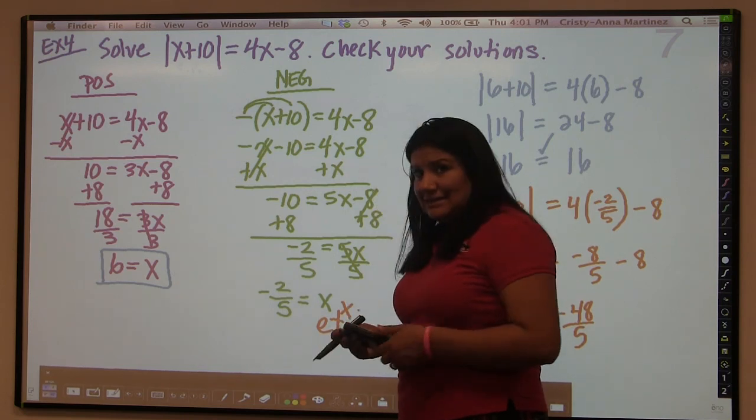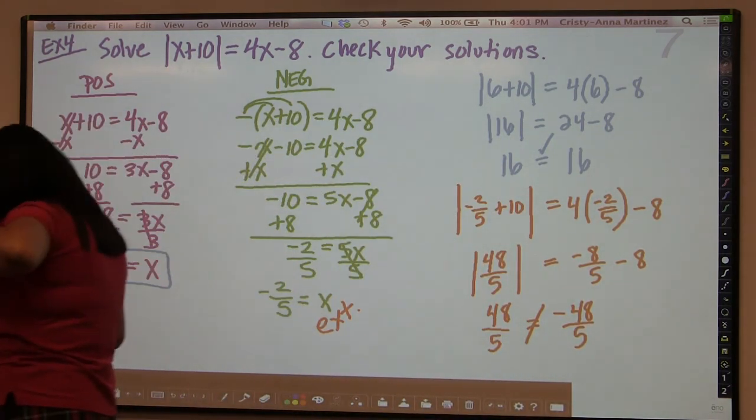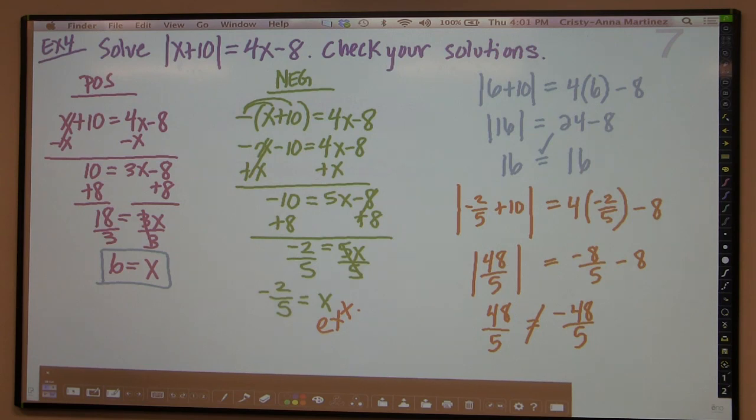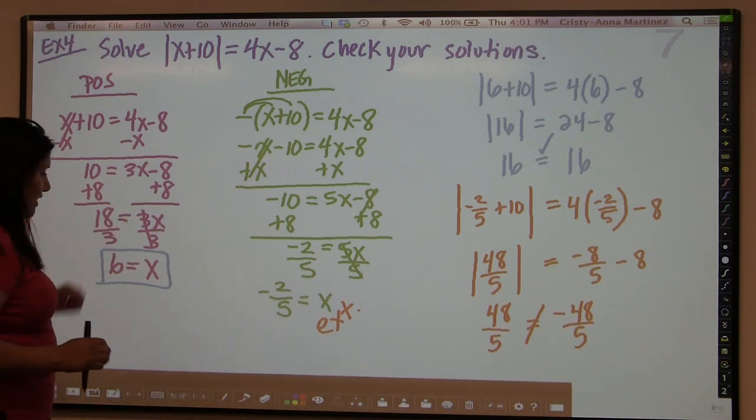And you can abbreviate EXT. That is an extraneous solution. It's a solution that we got, but did not actually work when we plugged it in. And so in this case, the only solution that you end up with is x equals 6. So again, be careful and watch out for those extraneous solutions.